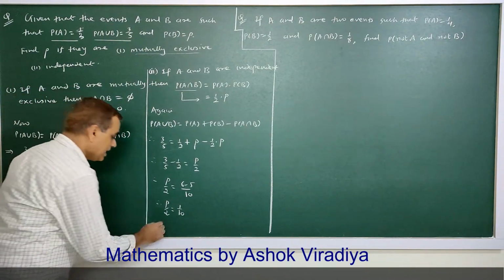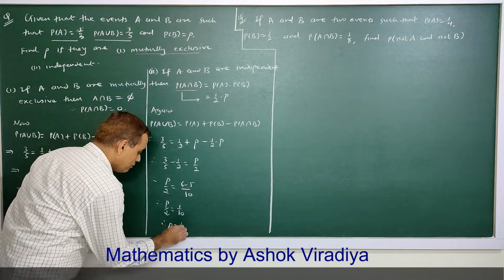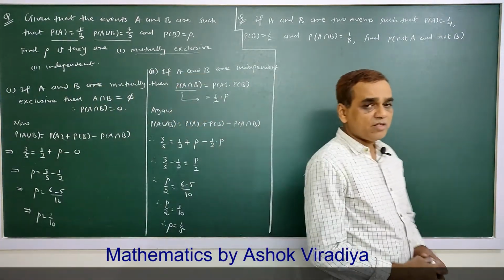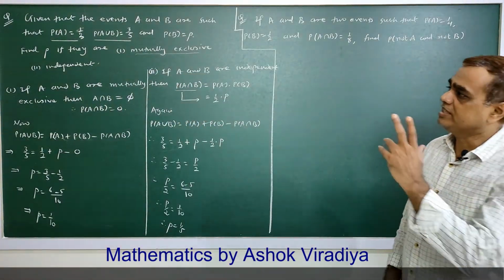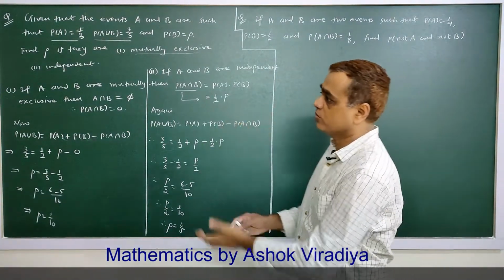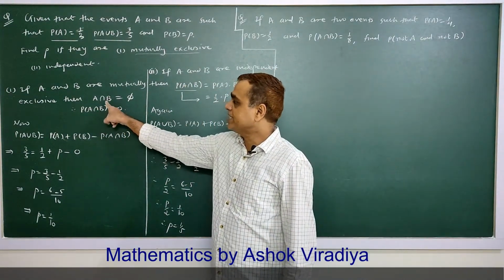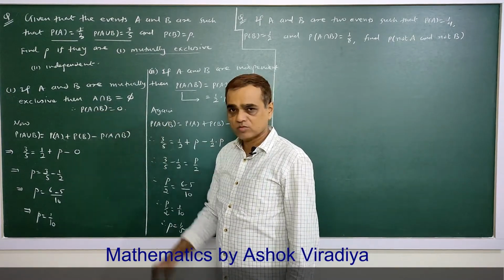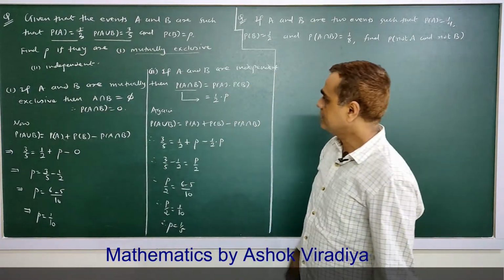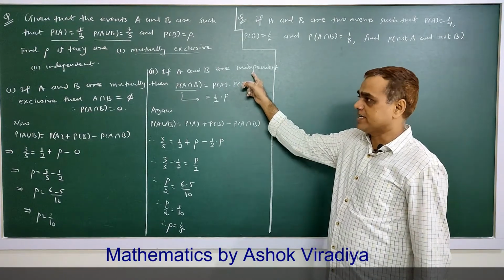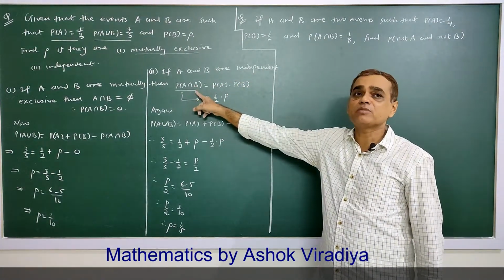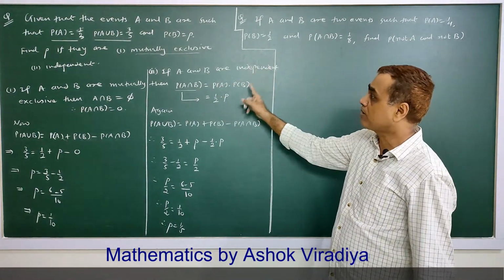So the value of P is 1 by 5. Remember the difference between these words. Mutually exclusive means the intersection is empty, so the probability of A intersection B is 0. And independent: A and B are independent means the probability of A intersection B is the probability of A times the probability of B.